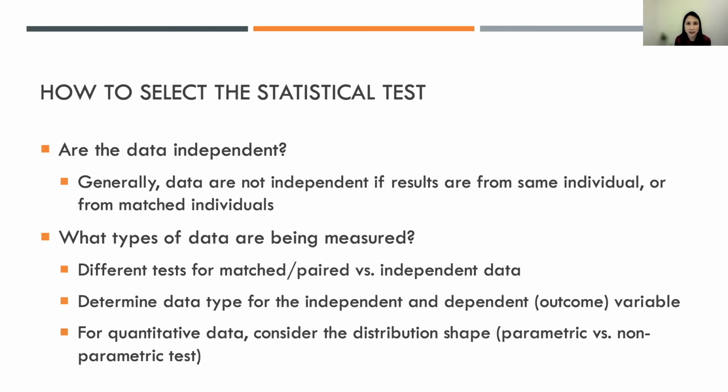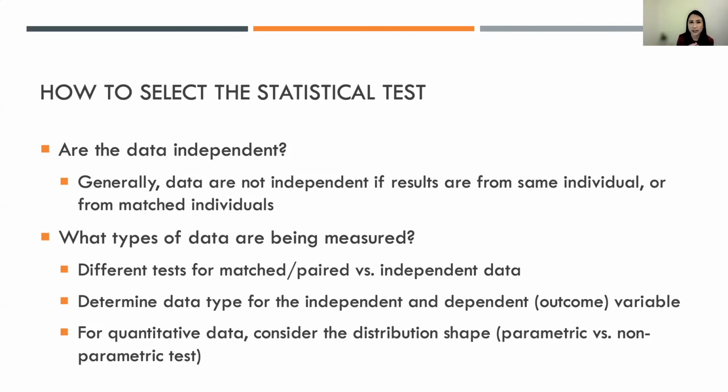How do you select the statistical tests? This slide is really for completeness's sake and coming full circle. Some of the questions you want to consider asking your learners is, are the data independent? How do you generally tell? In general, data is independent if the results are not from the same individual or not from matched individuals. So as long as they're not matched or not from the same individuals, then they're independent.